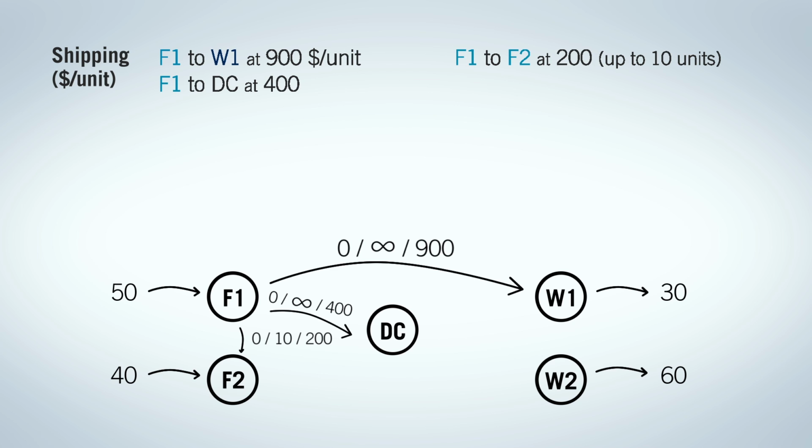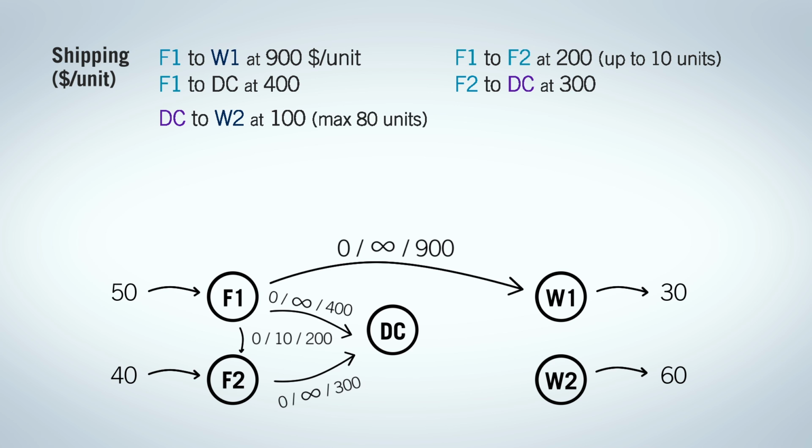From F2, the units can only be shipped to DC at a cost of $300 per unit. So from F2, they can only go to DC at 300. So 0, infinity, 300. From DC, a maximum of 80 units can be shipped to W2. From DC, a maximum of 80 units can be shipped to W2 at a cost of $100 per unit.